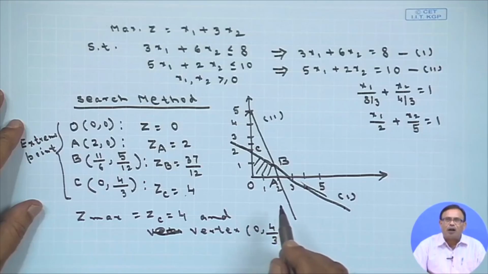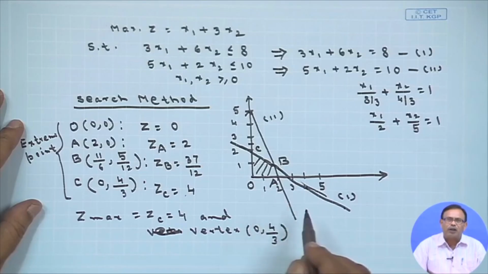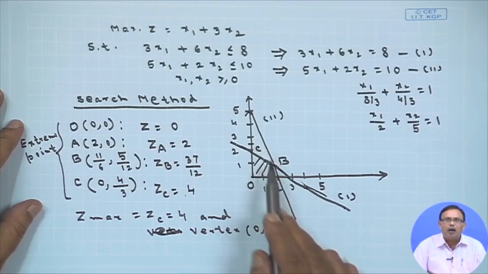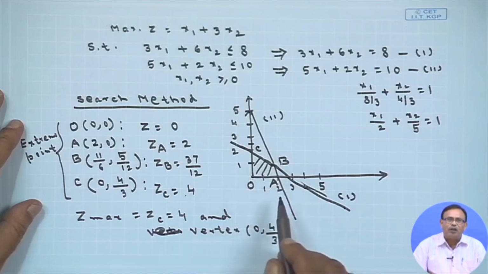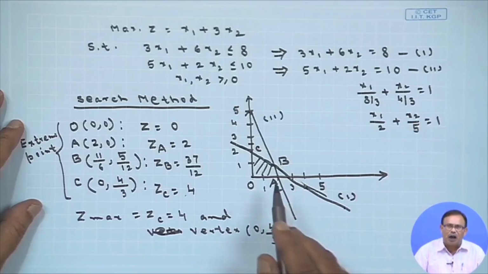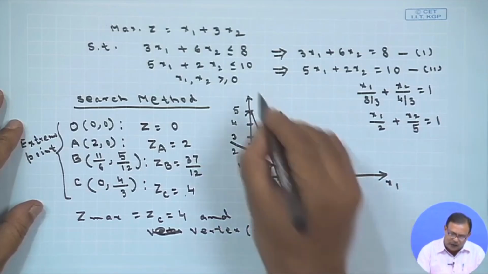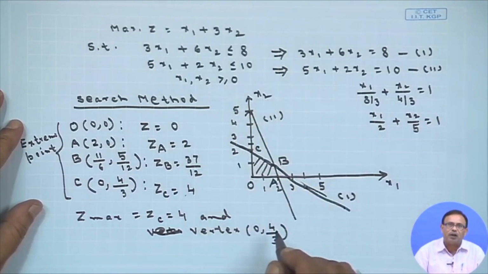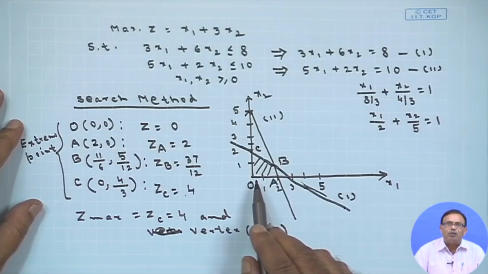The first step is to convert the inequality into equation type. Then for each equation draw a line on the x1 x2 axis, just as we have drawn lines 1 and 2. Once you draw the lines, you find out the feasible region. The feasible region is the intersection of the lines you have drawn from the constraints and the x1 axis. This is your x1 axis here, this is your x2 axis here, and then find out the extreme points, that is the intersection of these 4 lines.